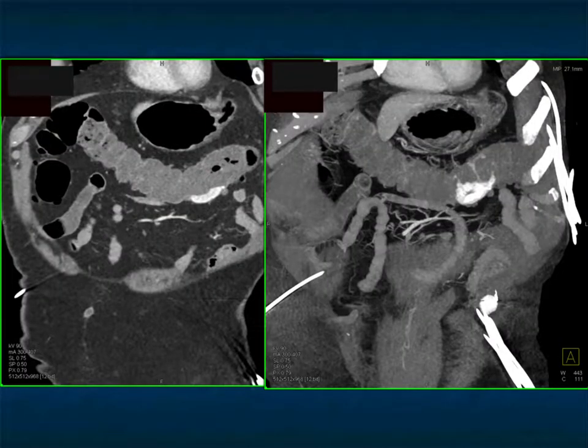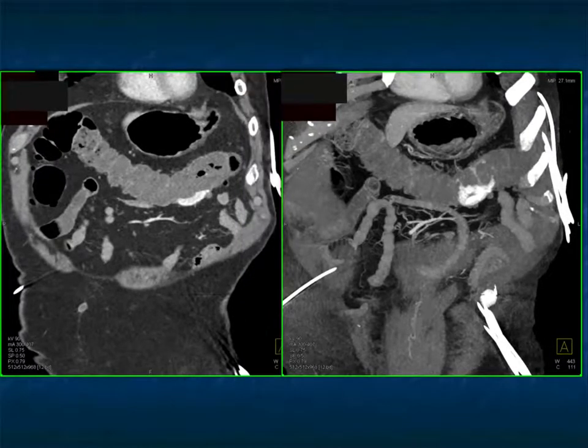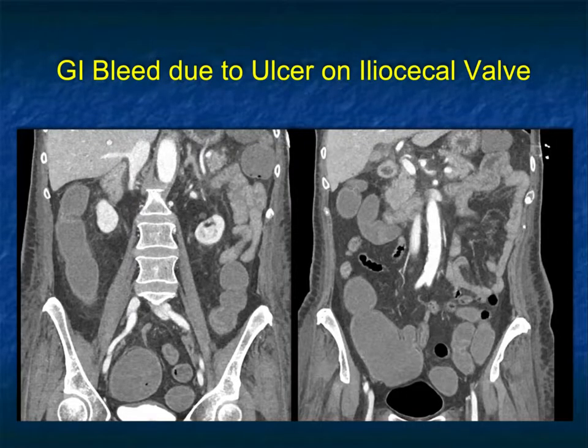In this case, the transverse colon is beautifully shown. The bleed is particularly active, and so when you go from arterial to venous, it's particularly impressive. So again, not any great difficulty in making the diagnosis.